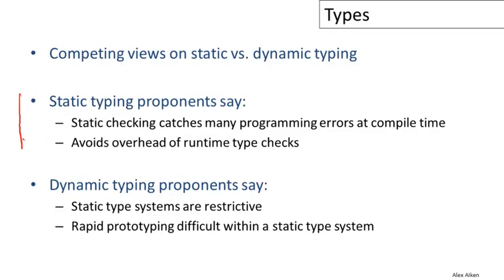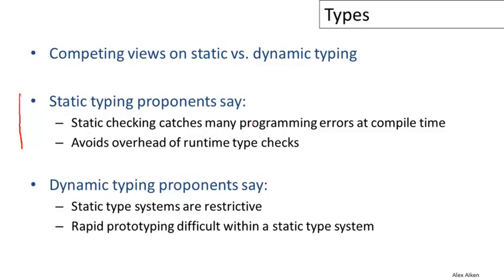So the people who believe in static typing say that static checking catches many programming errors at compile time, and it also avoids the overhead of runtime type checks. If I've done all the type checking at compile time, well, I don't have to check the types at runtime. I don't have to check when I go to do an operation that the arguments are of the correct type because I already did that check once and for all at compile time. And these things are both definitely true. These are the two big advantages of static checking.